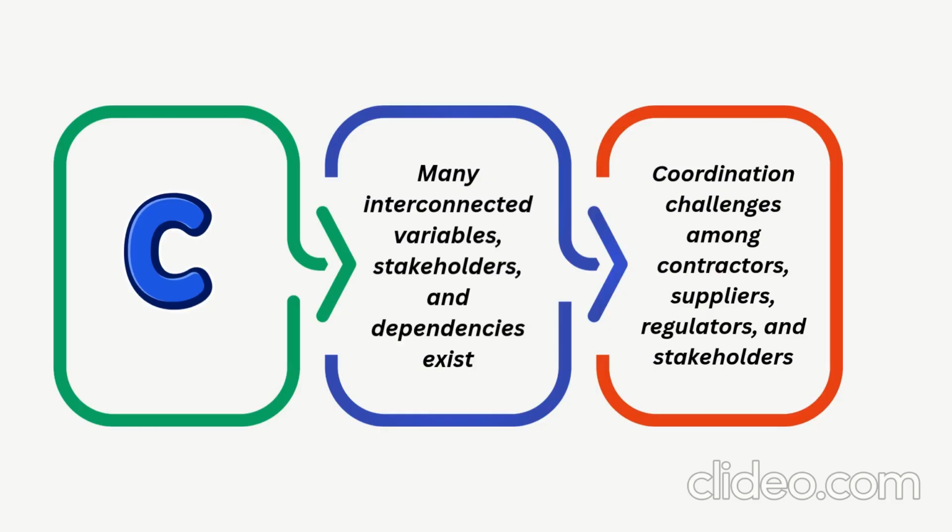Then you can ask them to think about complexity. Complexity means what are the complex things which can happen in the project. So that can be a risk, like coordination challenges among contractors, suppliers, regulators, and stakeholders.